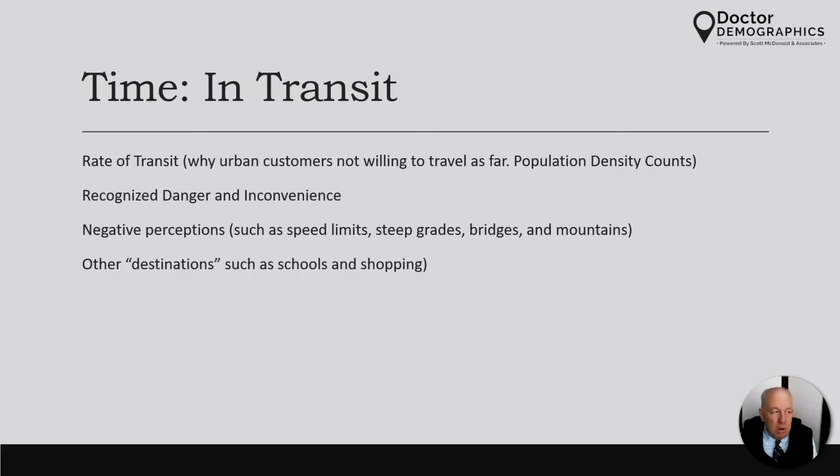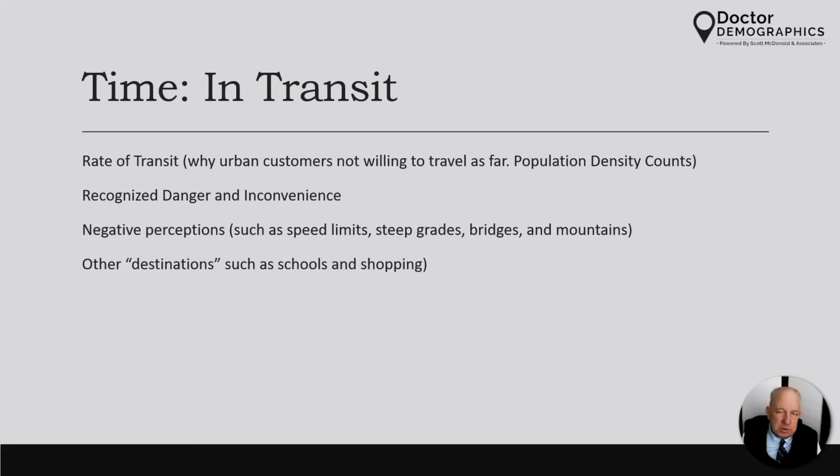Now, negative perceptions exist. Some places are perceived as terrible because of the direction of travel at the end of a commute or the beginning of a commute day. So therefore, there are negative perceptions on speed limits or steep grades or bridges or mountains or rivers. And you want to know the perceptions of the population. It may surprise you to know that demographers, like me, can know exactly what the perceptions are going to be of a roadway or a transportation artery that people will travel.